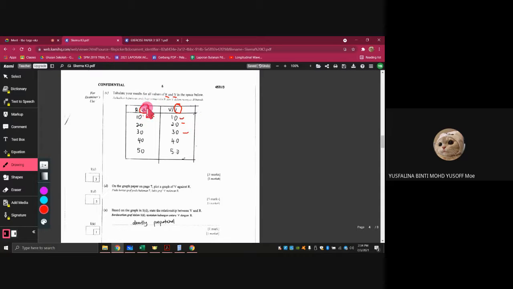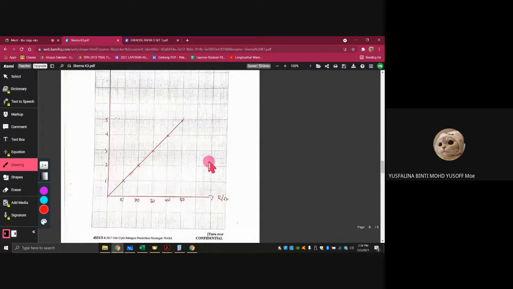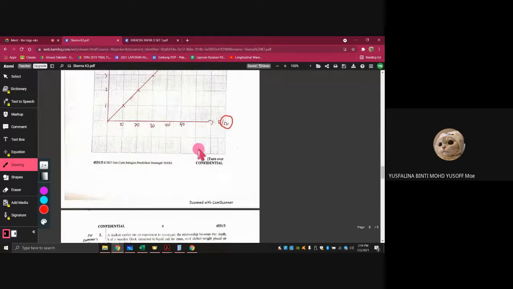So this one, some of you got correct, but some of you missed the unit here. Okay, and the graph. So this is the graph. Again, most of you don't have the unit. So you must have symbol, must have unit, must have symbol, must have unit.